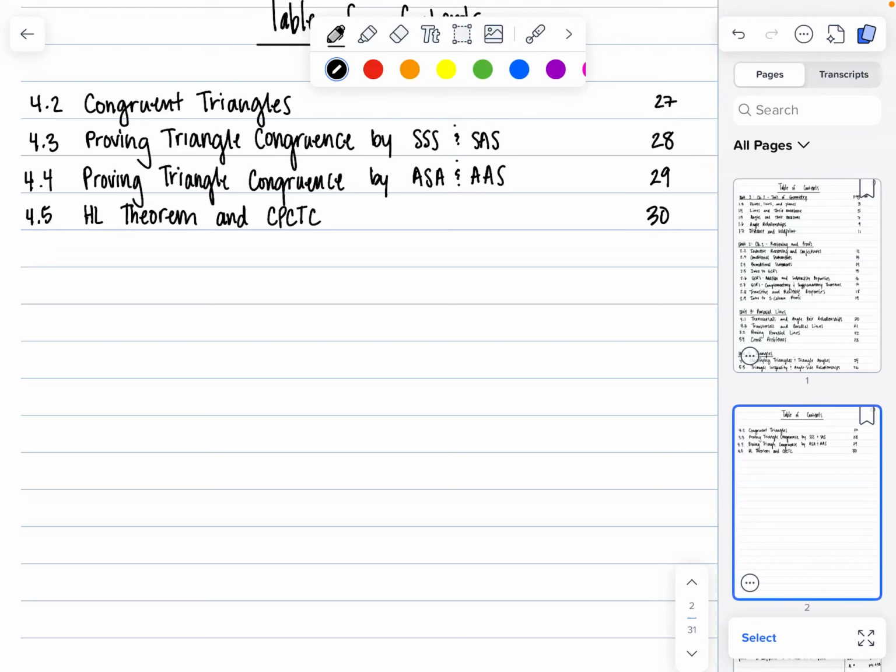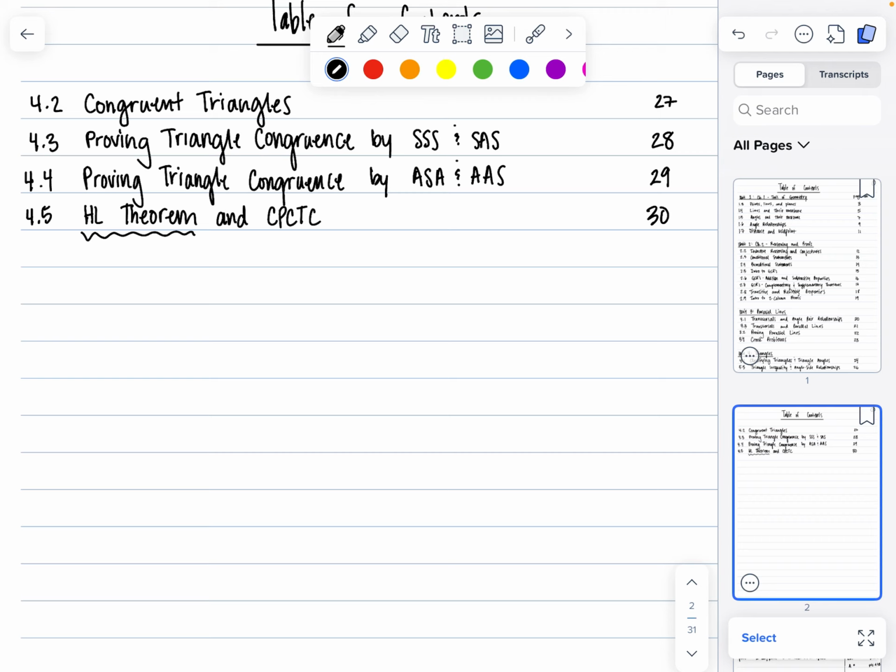Hello and welcome to our next section in our congruent triangles unit. We're talking about the HL theorem and CPCTC. Ultimately, this is what we are trying to get to, the CPCTC. And HL theorem is our fifth way to prove triangles congruent, and you'll see what I mean in just a second.